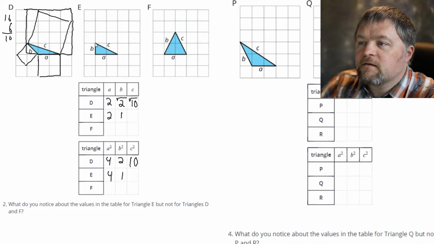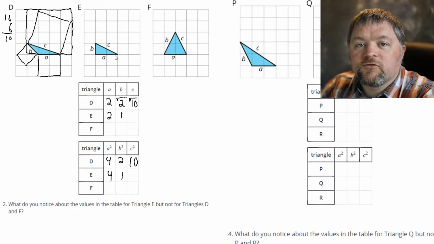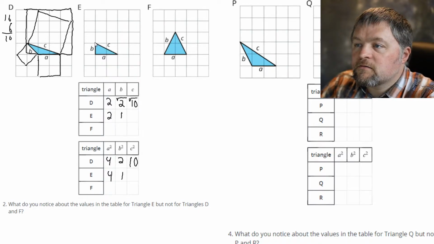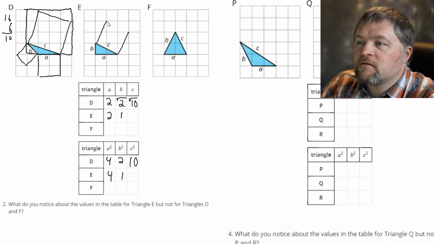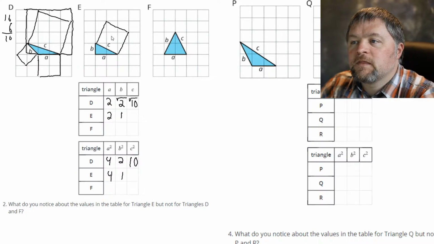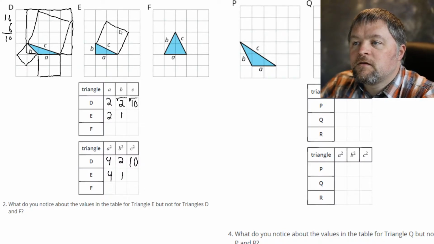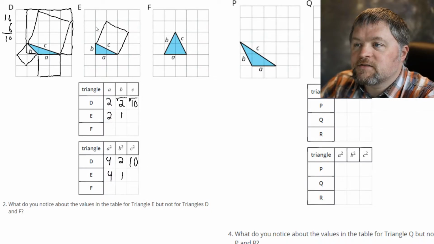Side C will be another one that we are going to have to draw our square to find the area. This side C is down 1 over 2, so we are going to want to go up 2 over 1 to draw our square. So here's the square that is the area of C squared. Now we want to enclose it again.